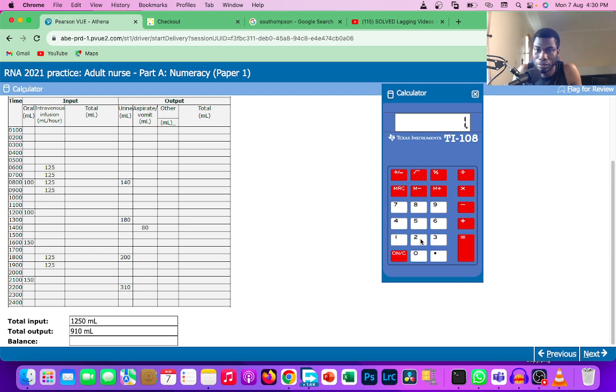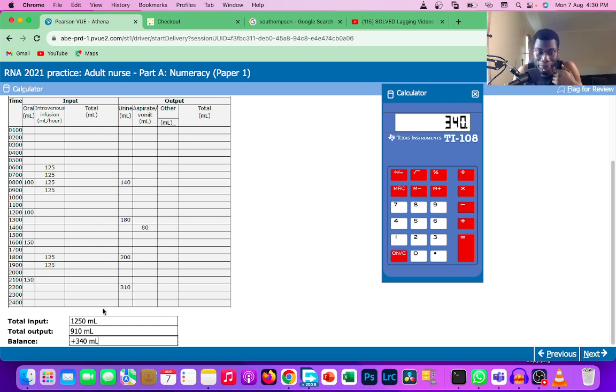So 1250 minus 910, which is 340. But because the input was more, then we are going to start with what? Plus 340. Then we'll leave a space, we'll type our small m and then capital L.